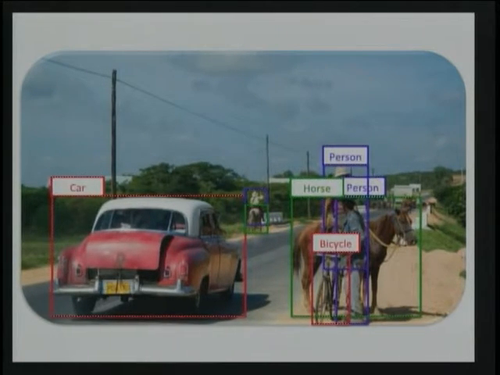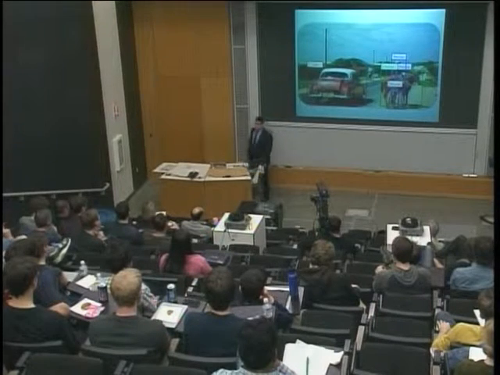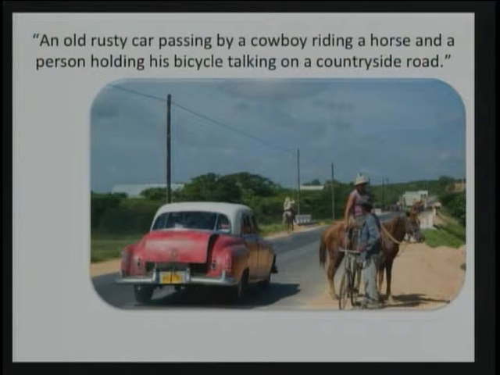But let me ask the question that I start with. How would you describe this picture? Is this the way that you would describe the picture or not? So we ask a human subject to describe this picture, and this is what comes out: an old rusty car passing by a cowboy riding a horse, and a person holding his bicycle talking on a countryside road.